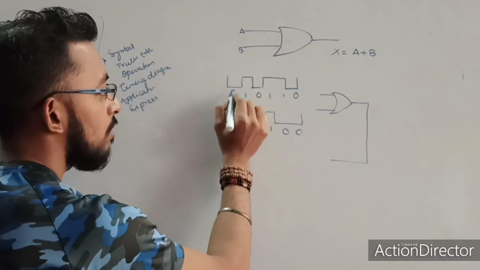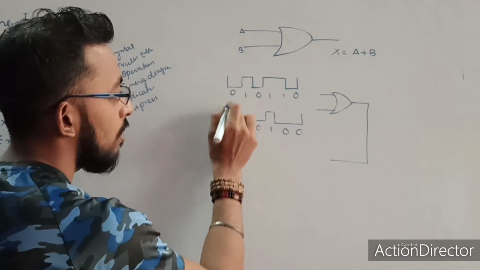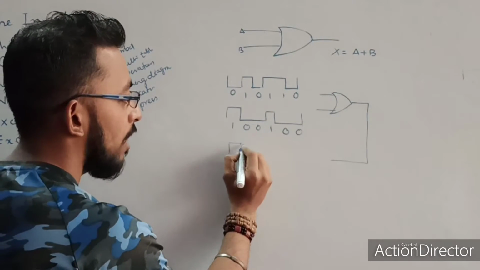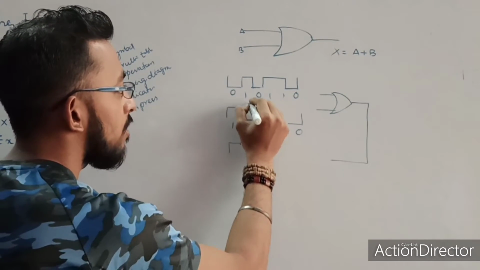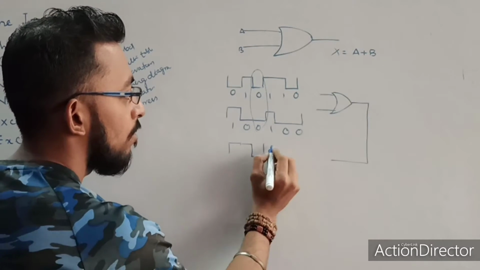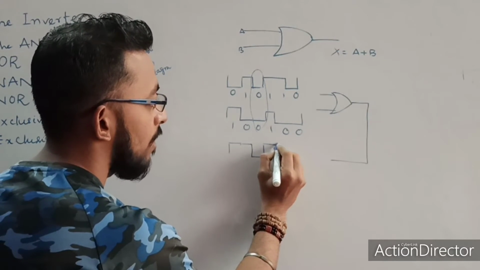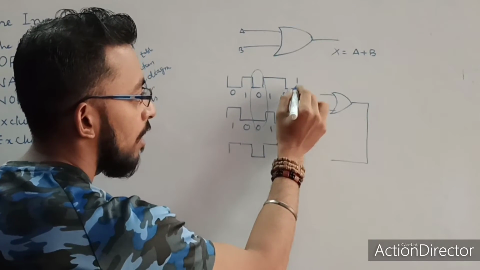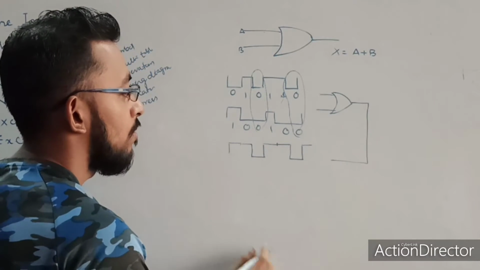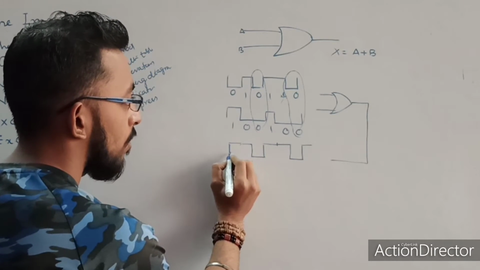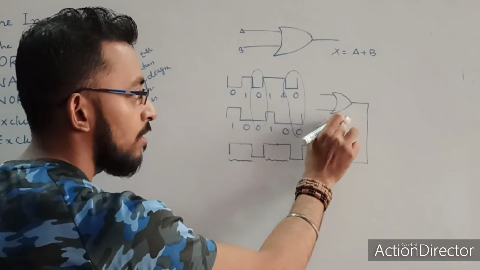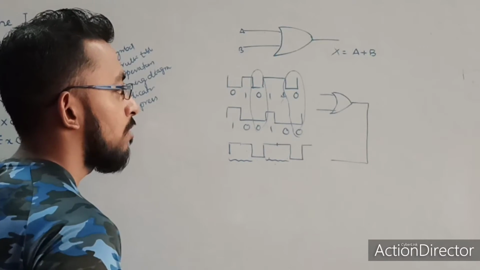You see, when there is 0, 1 the output will be 1. When any of the inputs is high, the output will be high. Here also, this input is high, so output will be high. For the third interval, both my inputs are low, then my output will become low. For the fourth interval it is high, for the fifth interval it will again be high, because this is high. And for the sixth interval, both inputs are low, so my output will become low. So for the first 2 intervals and for the fourth and fifth intervals, the output of this OR gate is high, and for all other cases my output is low.